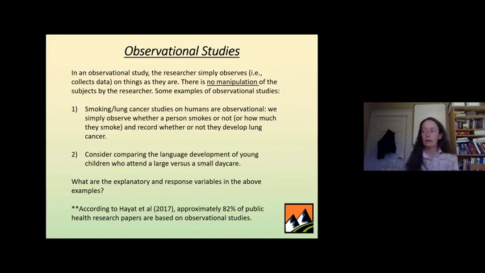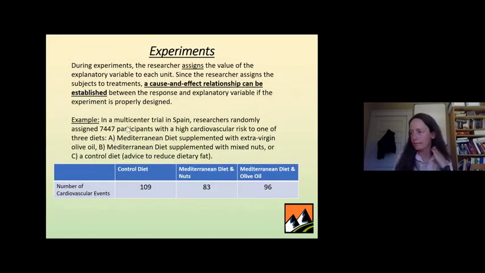And that is why so many of these studies of different carcinogens or other things that could negatively affect health have to be observational, because we can't implement things like that in an experiment.